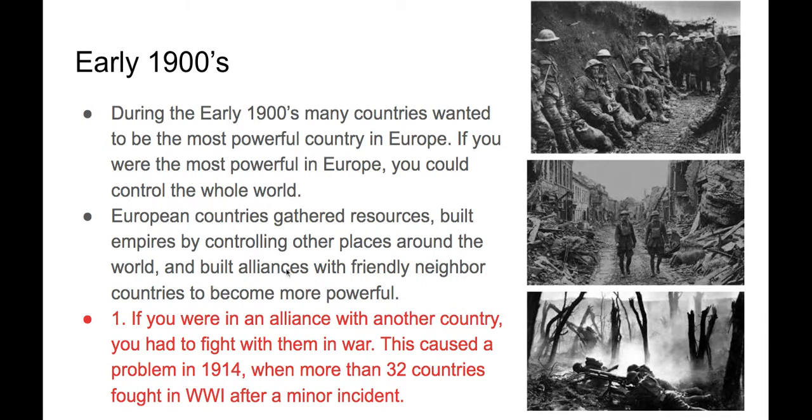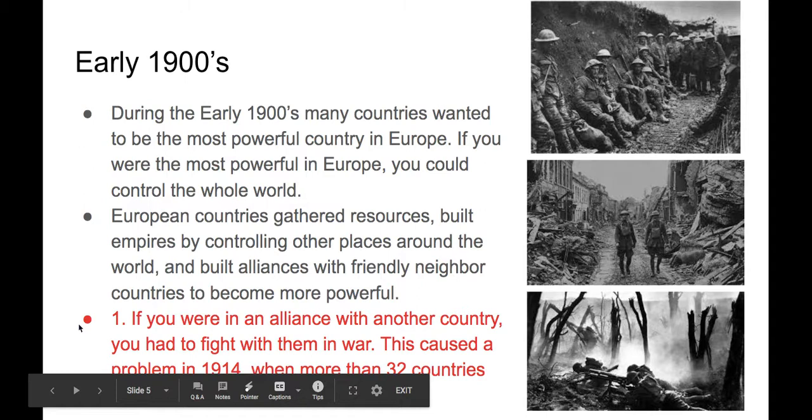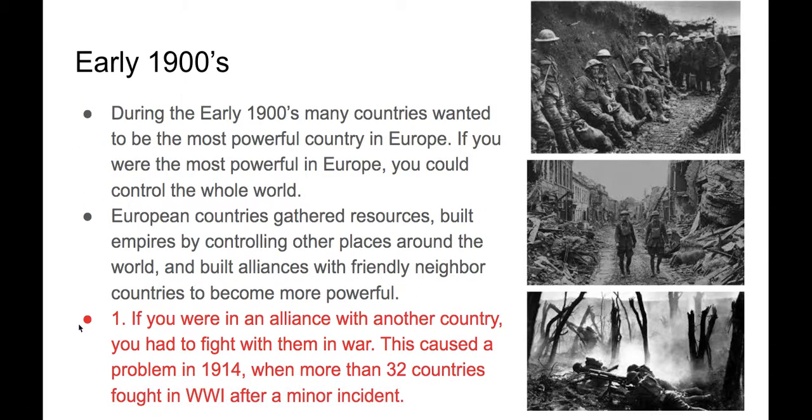So different European countries built these alliances with their neighbor countries, the ones that were next to them, to try to become more powerful, to have more people helping them and supporting them. So this is what you need to write down. Number one, if you were in an alliance with another country, you had to fight in a war with them. And this caused a big problem in 1914 when more than 32 countries fought in World War I after just a minor incident. Okay, let's say that again.